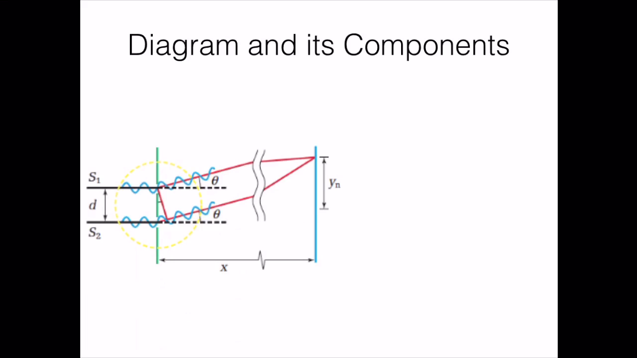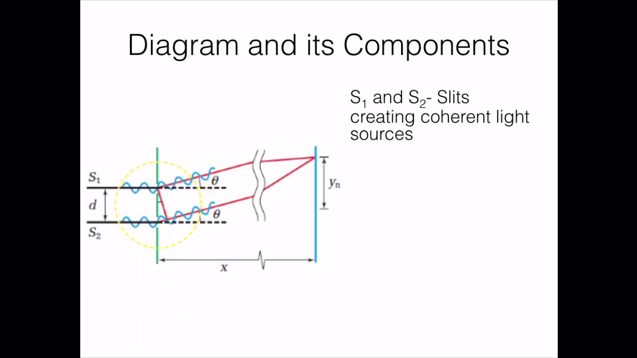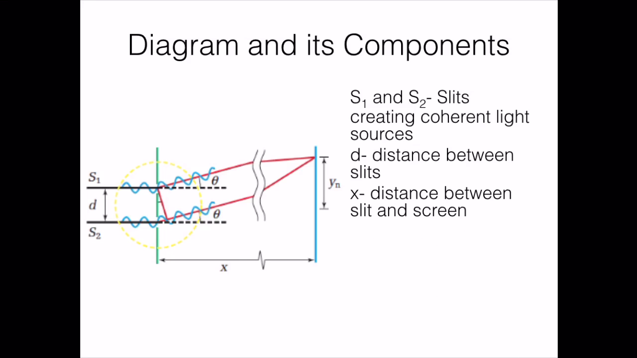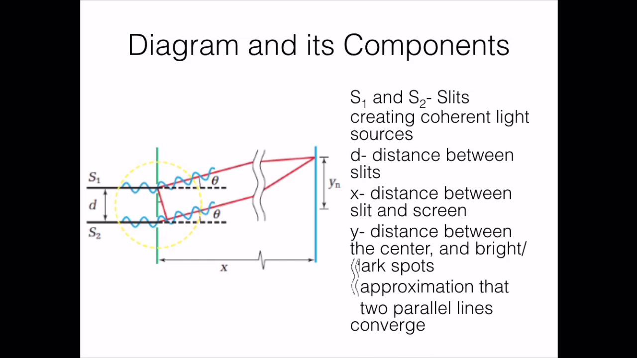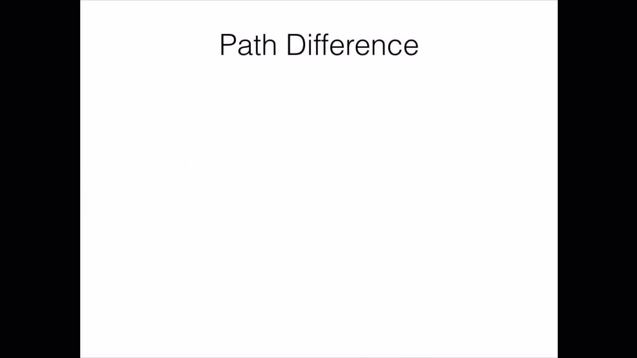Diagram and its components. This diagram over here shows Young's double slit experiment. S1 and S2 are slits creating two coherent light sources. D is the distance between the slits, which is really small. X is the distance between the slit and the screen. Y is the distance between the center and the bright or dark spots. And finally, that squiggly is an approximation that two parallel lines converge.